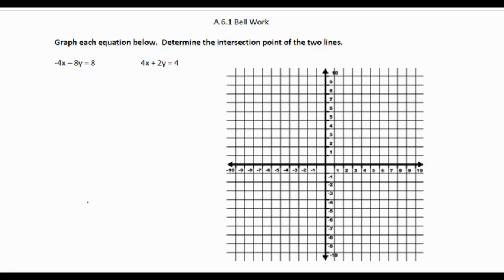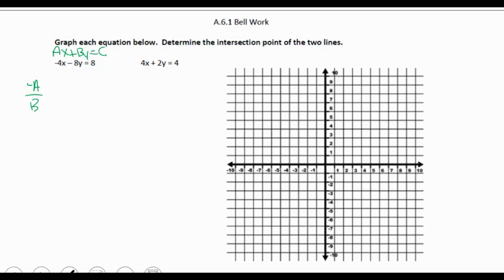So our first one, negative 4x minus 8y equals 8. So I want to graph that. To graph it, I want it to be in slope-intercept form. So I want to know my slope and my y-intercept. So remember, slope is negative a over b, because these are both in standard form. They're both in ax plus by equals c form.